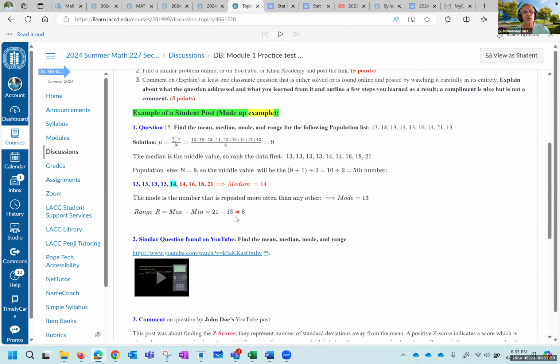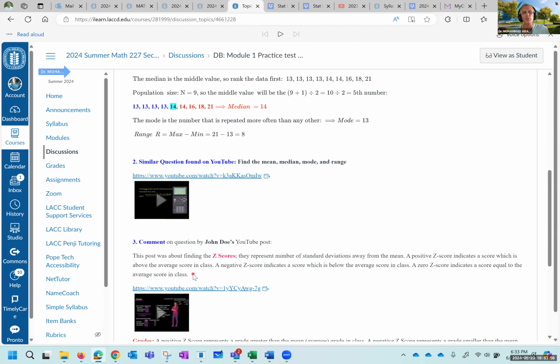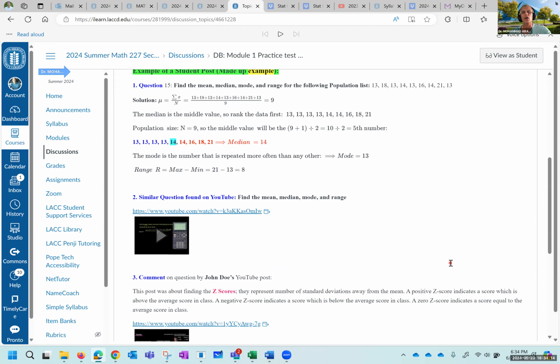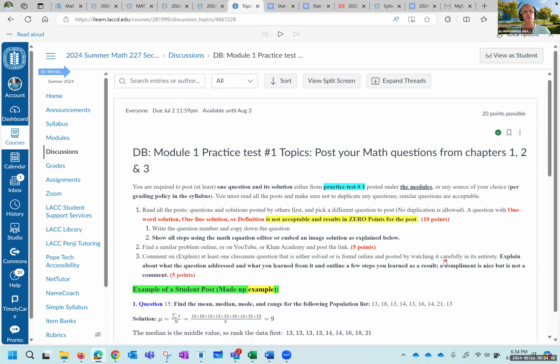So that's number one. Number two, I picked up a similar question. And number three, I'm giving a comment on somebody's work. This post was about finding the z-score. They represent the number of standard deviations away from the mean. A positive z-score indicates so on and so forth. So I'm explaining exactly what I learned, not just a comment like, thank you so much, I learned a lot. That's not an acceptable comment.